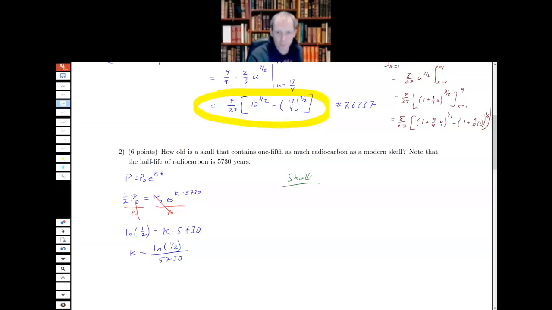We have a skull that has 1/5 as much radiocarbon as a modern skull. So we have 1/5 of the starting amount.